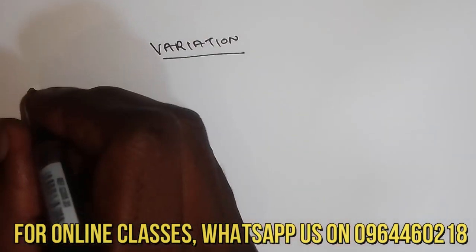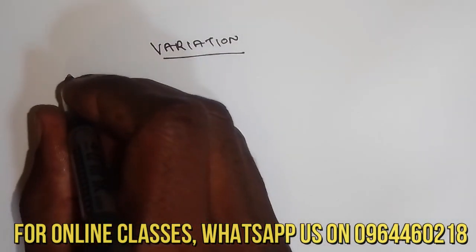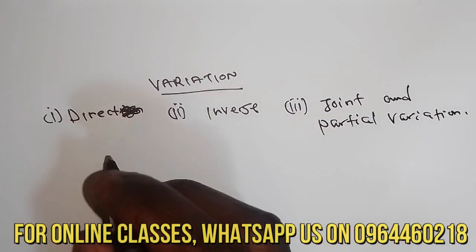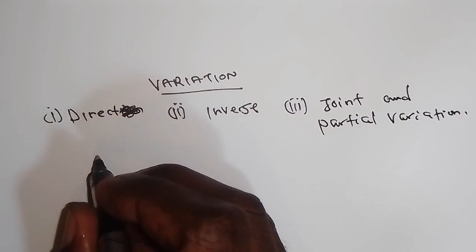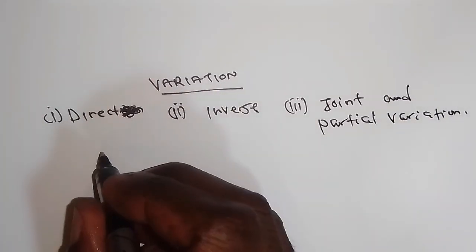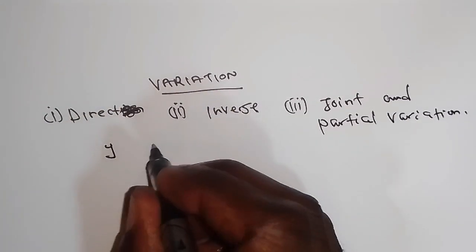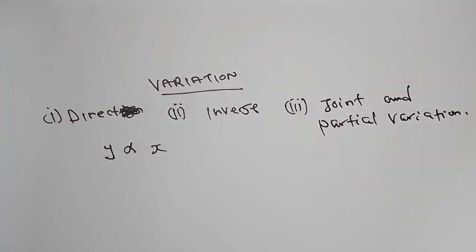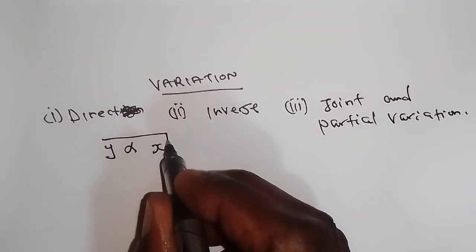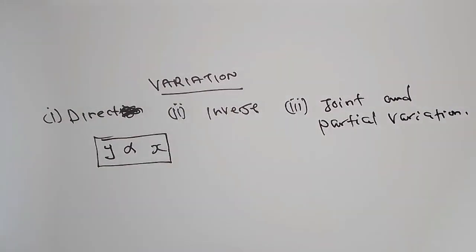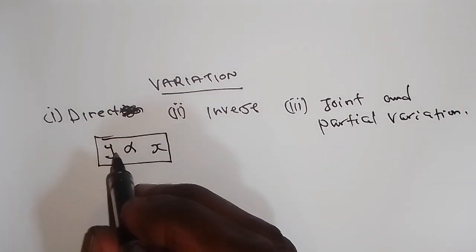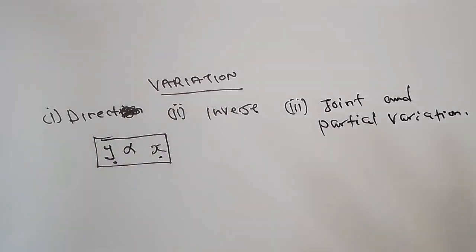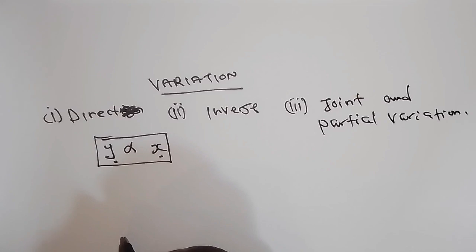So in variation, we have two kinds of variation. You have direct variation, when you have two quantities that vary directly. You have y varies directly as x, so you write the symbol like that. So this is how you do the direct variation. Now the direct variation is between y and x. Of course, it can be any variable.